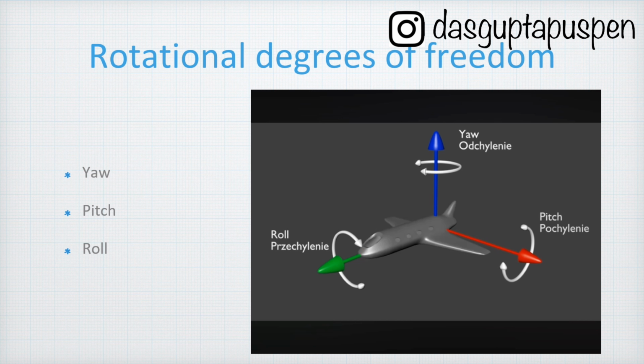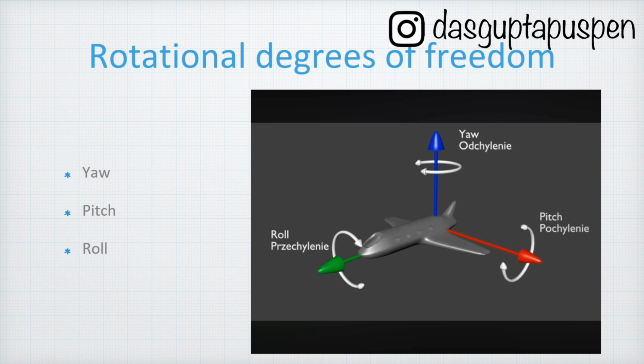Yaw does not mean yes. So how do you say no? You move your head from side to side. How do you say yes, if somebody pitches you an idea, maybe a startup idea, like it is shown in Shark Tank, and you want to agree to it? You will nod. So pitch is a nodding motion and roll is rolling on your side. So if you turn your head to the sides, that's yaw.